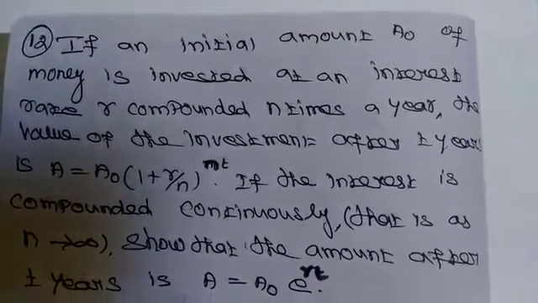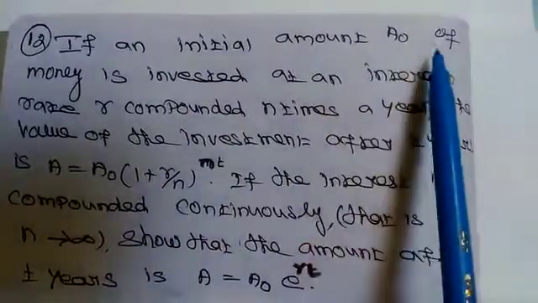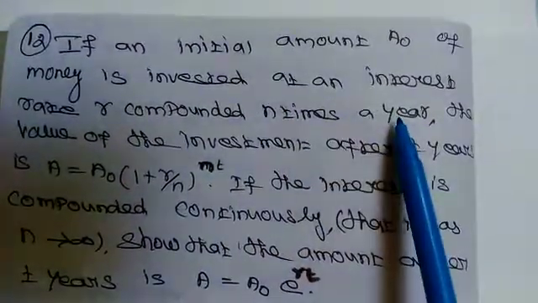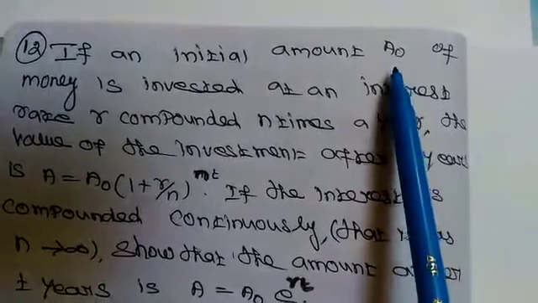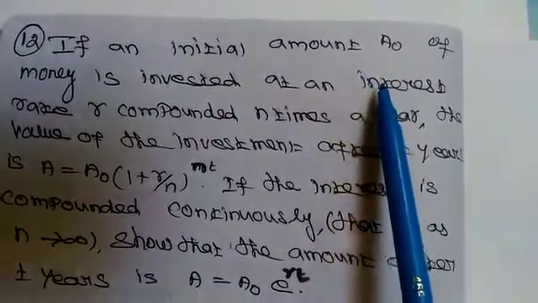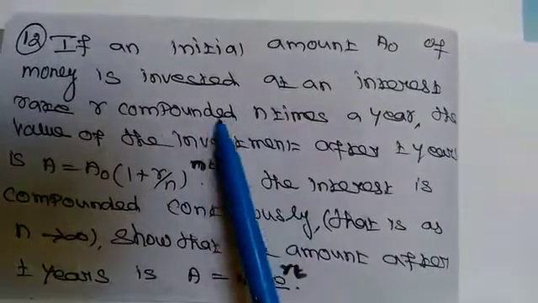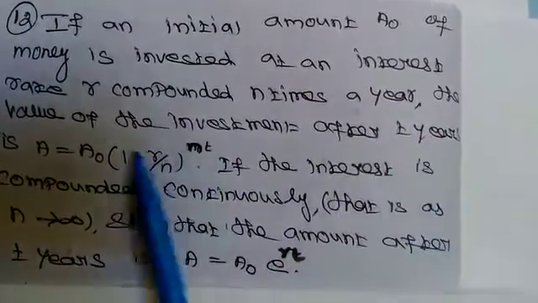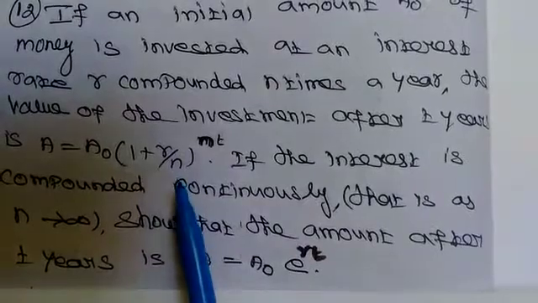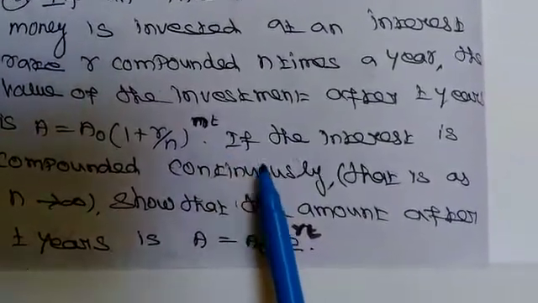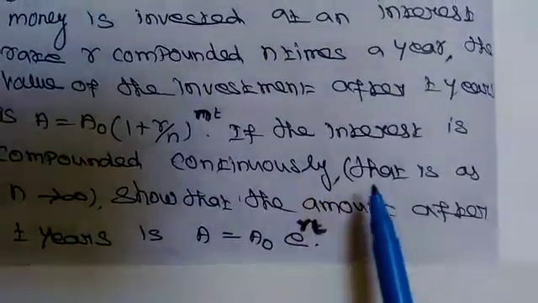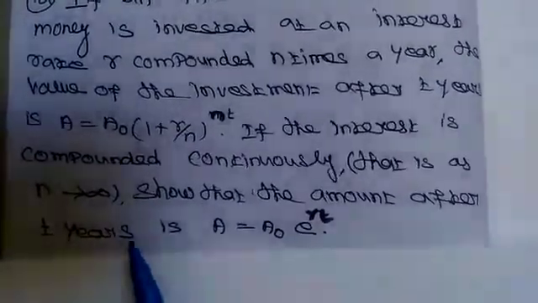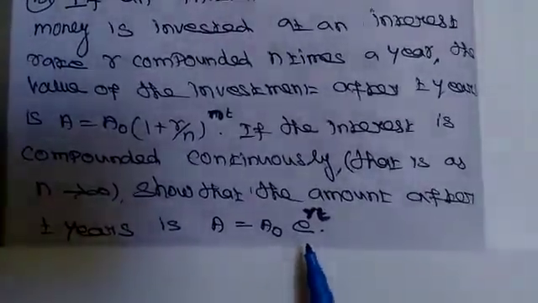Exercise 7.5, 12th sum. If an initial amount A0 of money is invested at an interest rate r compounded n times a year, so a certain amount A0 is invested in a bank, the interest rate is r and compounded n times a year, the value of the investment after t years is A = A0 (1 + r/n)^(nt). If the interest is compounded continuously, that is, as n tends to infinity, show that the amount after t years is A = A0 e^(rt).